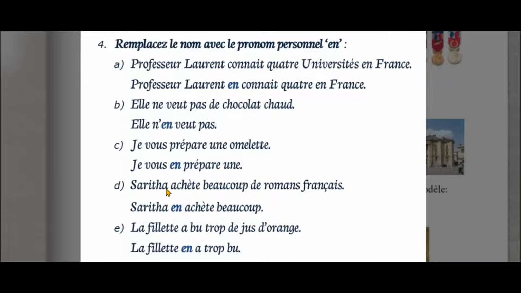Fourth one: Sarita buys a lot of French novels. Now again, when there's an adverb of quantity, in this case beaucoup, a lot, you just retain the adverb of quantity, remove de till français, and put en before the verb achète. Last one: the little girl drank too much orange juice. In this case, when it's in passé composé, you put en before the auxiliary verb and put the adverb of quantity before the past participle. So in this case, trop, which is the adverb, comes before the past participle.